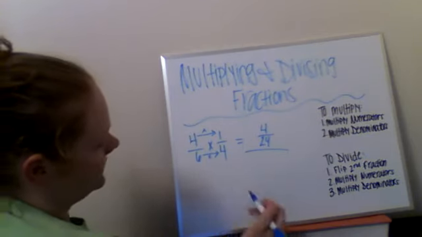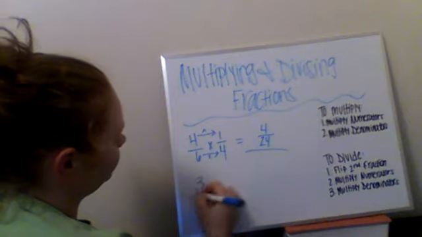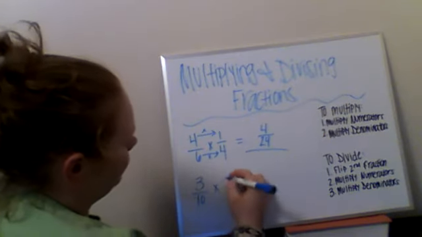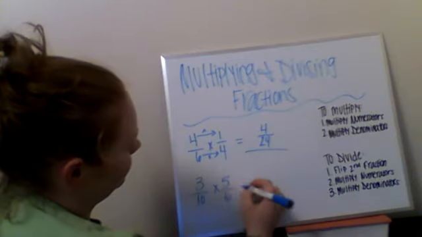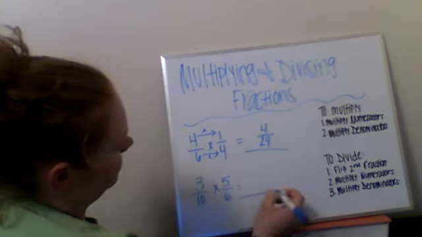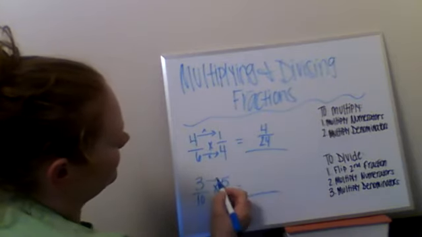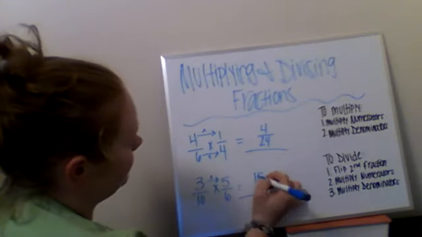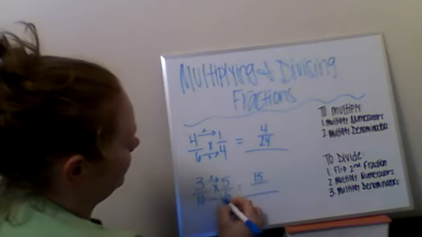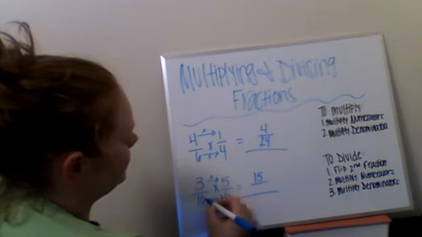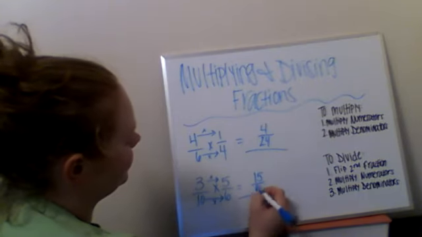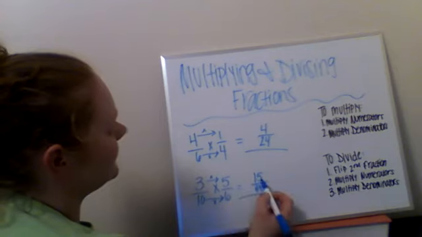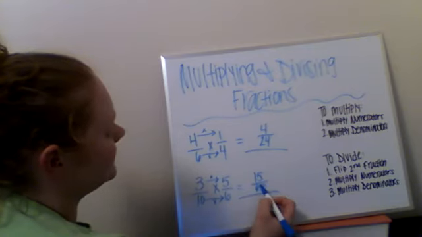Then one last example, 3/10. I'm going to multiply 5/6. All right, look at my numerators, multiply those. 3 times 5 is 15. Look at my denominators, multiply those. 10 times 6 is 60. So 3/10 times 5/6 is 15/60.